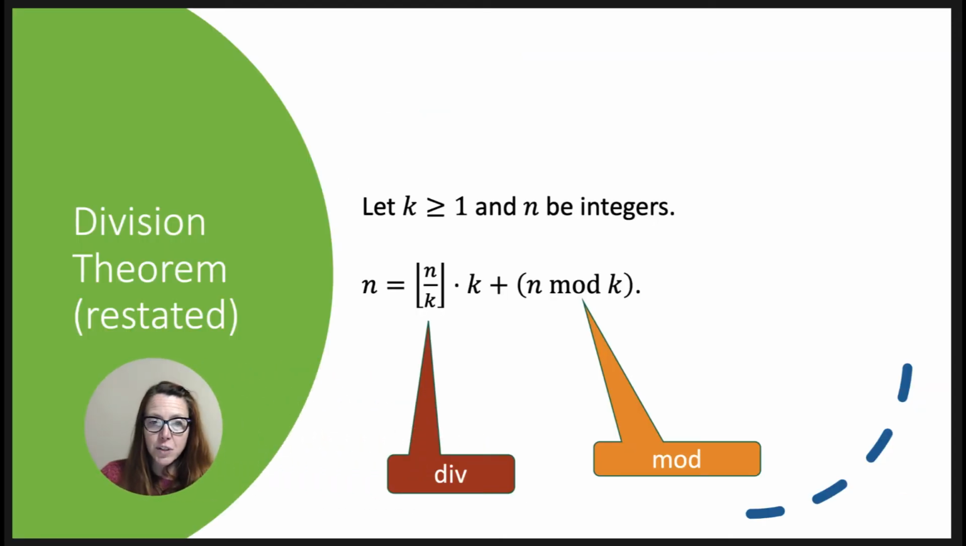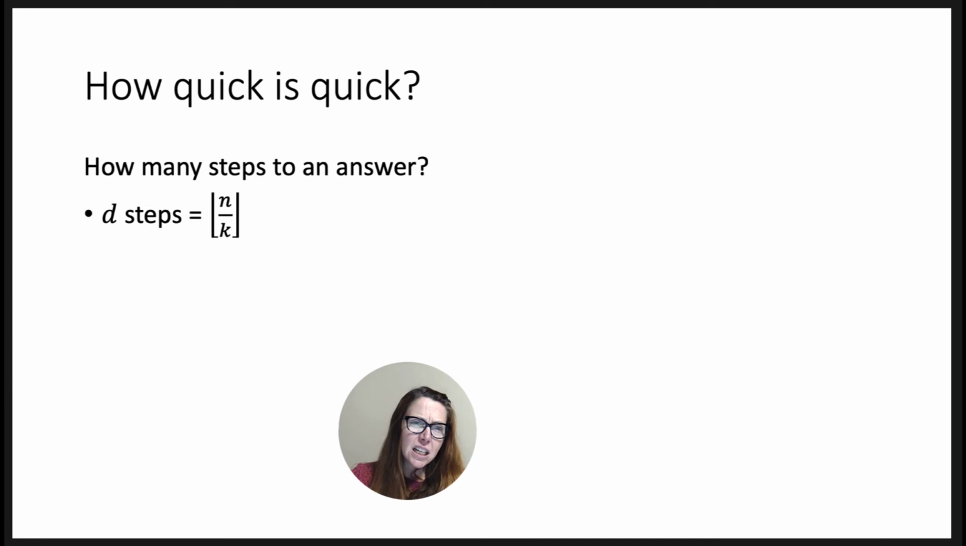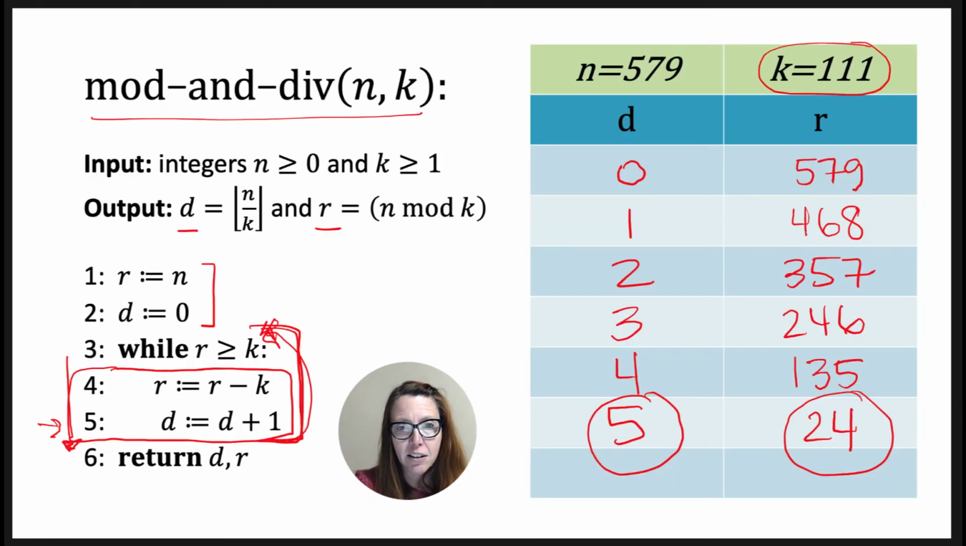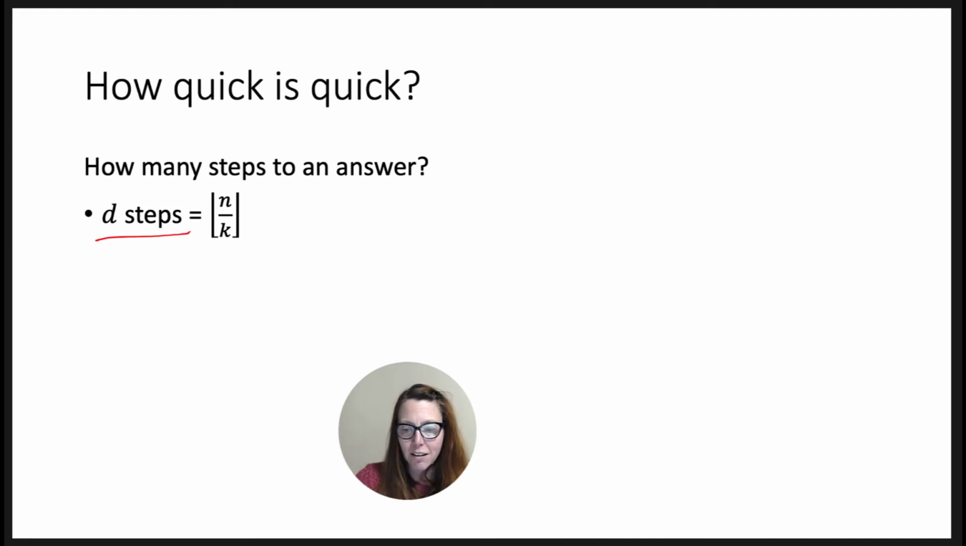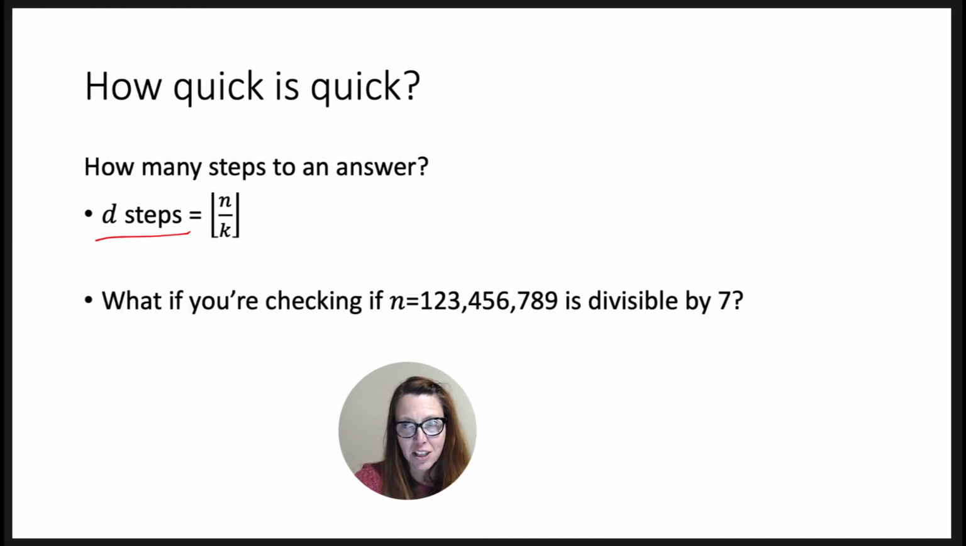So the division theorem restated said that if we had integers n and positive integer k, then we could express n as the floor of n over k times k plus n mod k. And that was what was returned from this algorithm, div and mod. So the number of steps that it took to answer, right? If we look back at our calculation, we stepped through this algorithm. It took us exactly d steps to get to that answer. And the question is, do we need it to be faster than this?